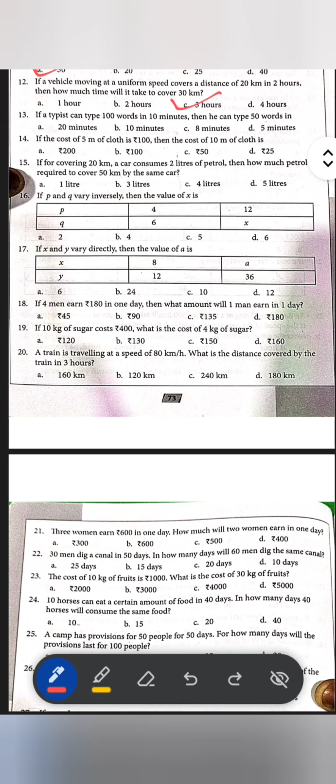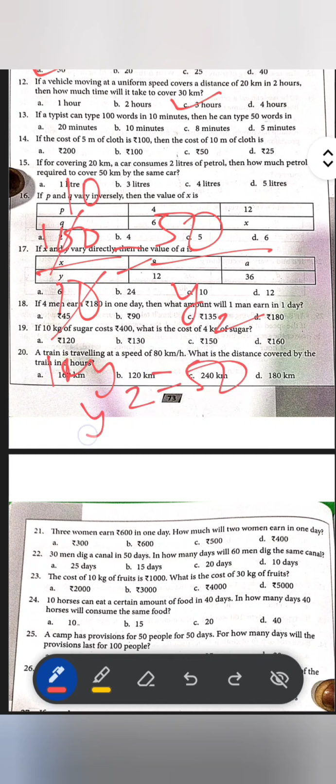Okay, now question number 13. If a typist can type 100 words in 10 minutes, then he can type 50 words in. The more words, the more time it will take to type. If there are fewer words, it will take less time. So that is what? Directly proportional. So 100 words in 10 minutes, should be 50 words in how many minutes? So 10 tens are 100. 10 into y2 is equal to 50. So y2 is equal to 50 by 10, that is equal to 5. Okay, so the answer is 5 minutes.